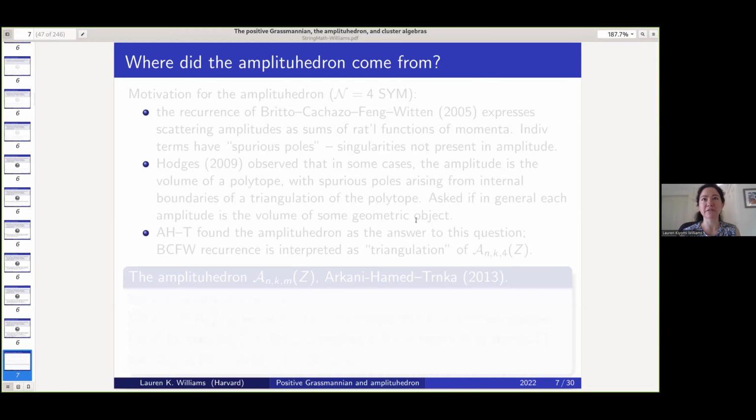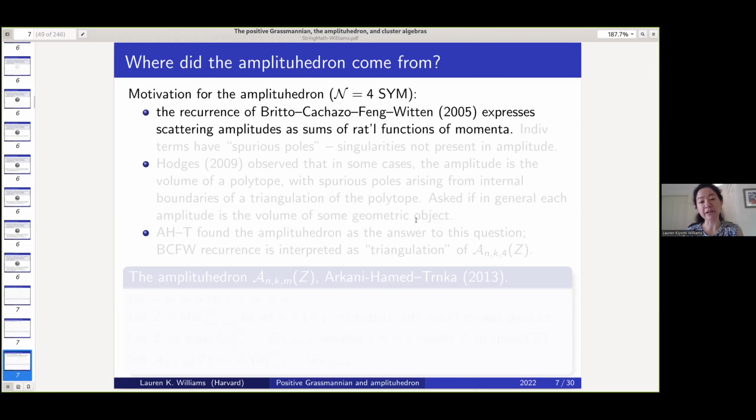Okay, so now I want to tell you about this object called the amplituhedron, and I'll just start by telling you where it came from, or why. What was the motivation? The motivation is coming from scattering amplitudes in N=4 super Yang-Mills. And the recurrence of Britto, Cachazo, Feng, and Witten expresses scattering amplitudes as sums of rational functions of momenta. In this expression, individual terms have spurious poles, that is, singularities that are not actually present in the amplitude.